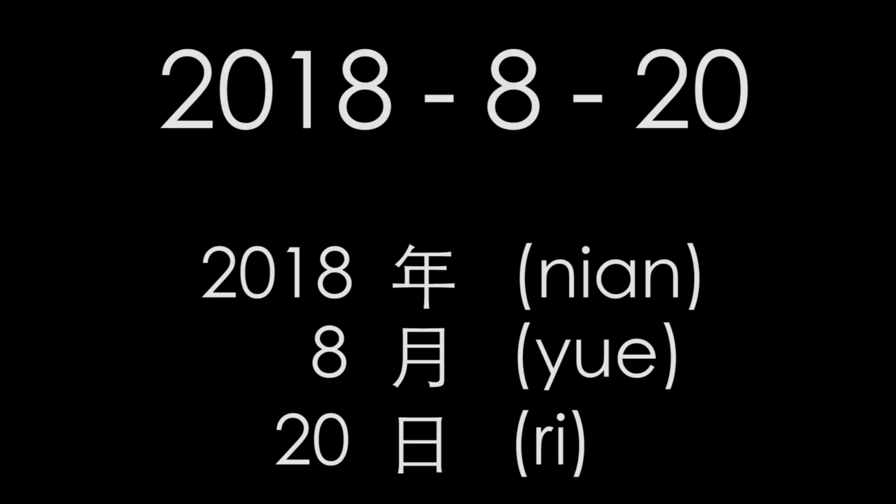And now the fun begins. Now I want you to say the entire date in Chinese. Let me say it first. 2018年8月20日. And now you say it. I know you can.